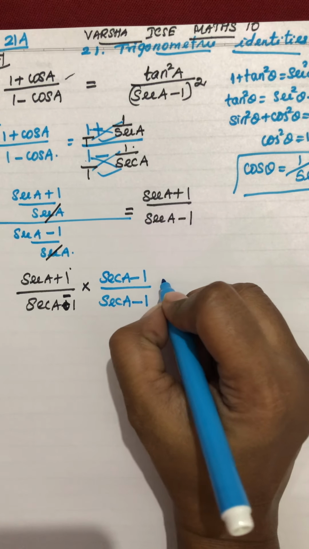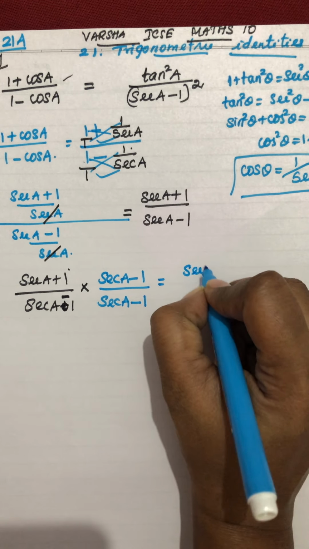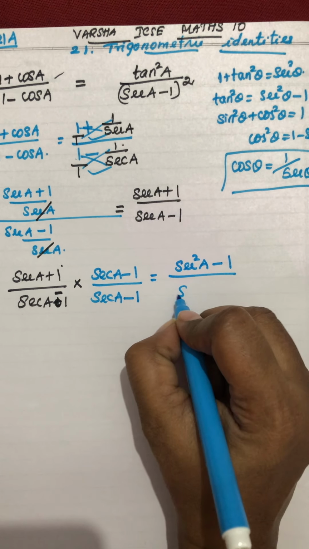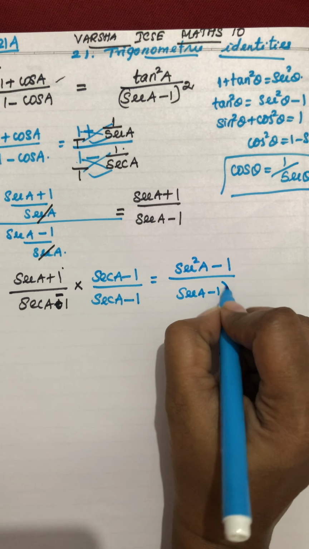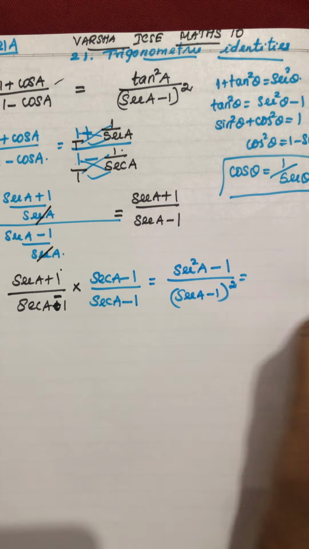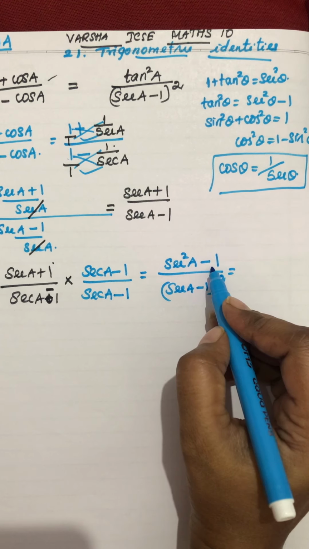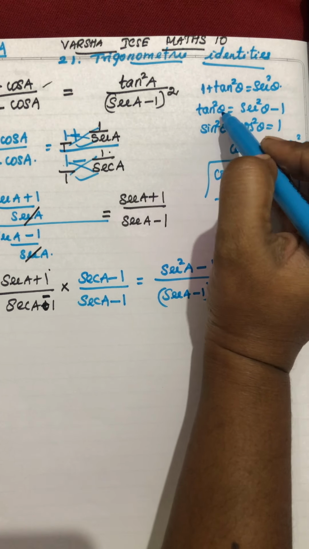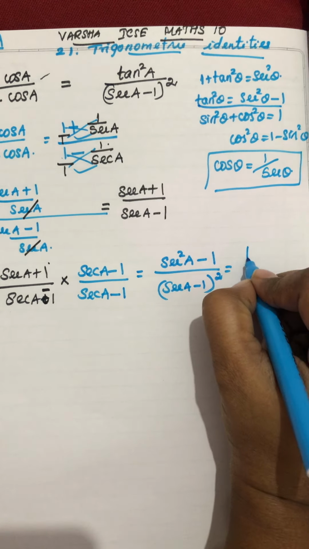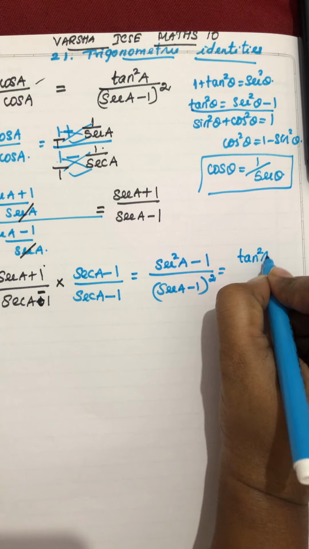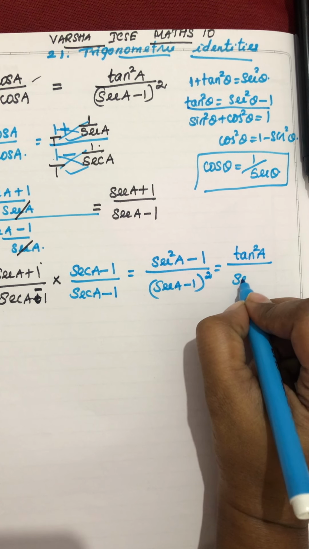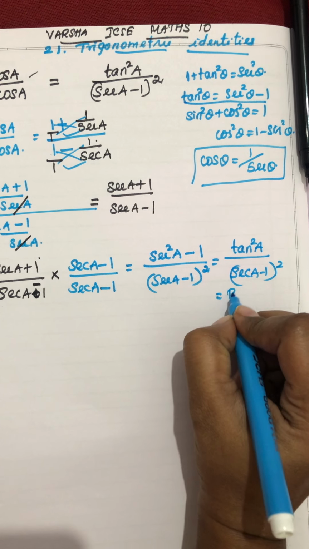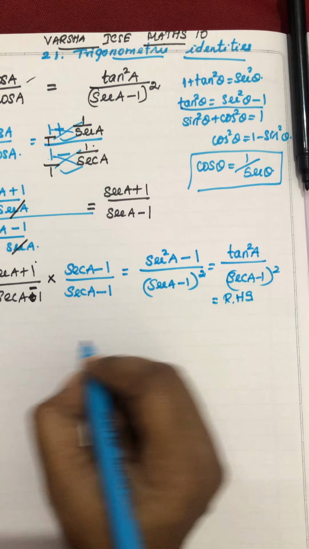So we get secant square A minus 1 in the numerator, and in the denominator secant A minus 1 the whole square. What is secant square minus 1? That can be written as tan square. So in the numerator you can write tan square A by secant A minus 1 the whole square. So this is our RHS.